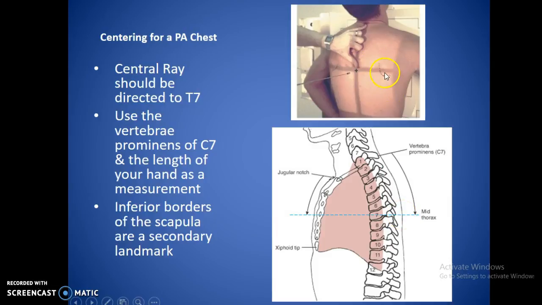The inferior borders of the scapula, if you can find those, you can usually palpate those a little bit, which means you can find them by touching them, is usually a good secondary landmark. I wouldn't use that as a primary landmark, but as a secondary landmark, definitely worth it.